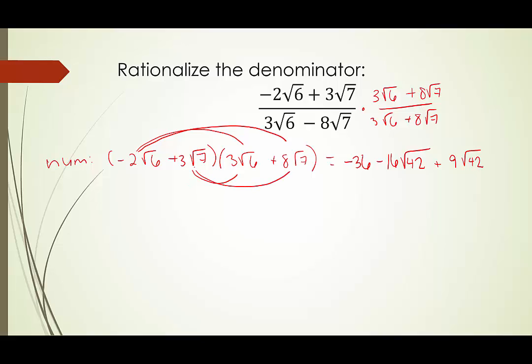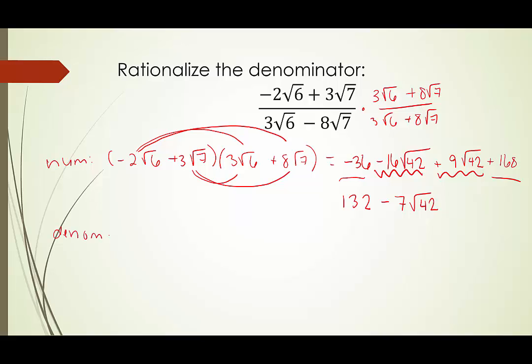And then lastly, we have 3 times 8, which is 24. And then root 7 times root 7 is 7. So it's going to be 24 times 7, which is 168. We do have like terms, so we want to combine our like terms. We have negative 36 and 168. So when we add those, we end up with 132. And then we have negative 16 root 42 and positive 9 root 42 will be minus 7 radical 42. We cannot simplify root 42. There's no perfect square factors besides 1. So we're done simplifying the numerator.